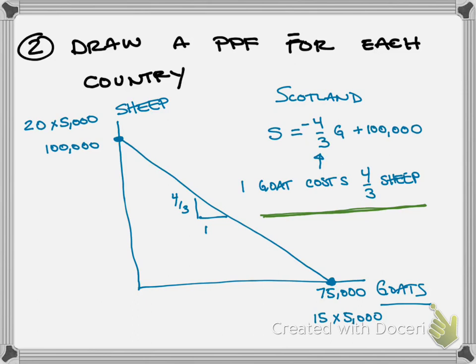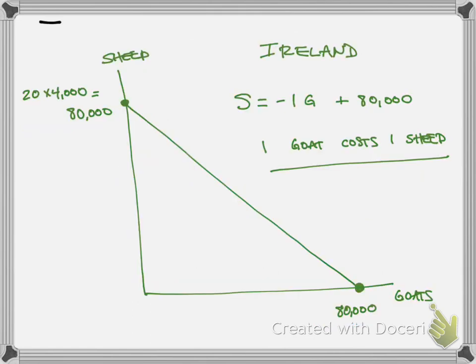So who has the comparative advantage in producing goats? Well, for Scotland, one goat is 4/3 sheep. For Ireland, one goat is only one sheep. So that is lower. So we would say that Ireland has the comparative advantage in goats.